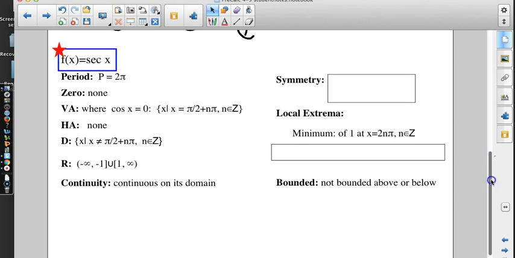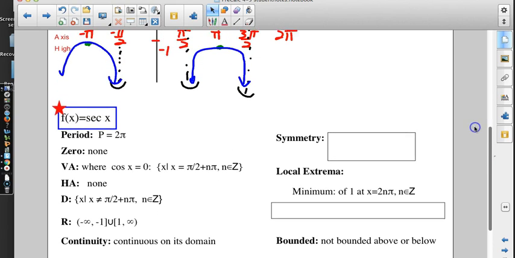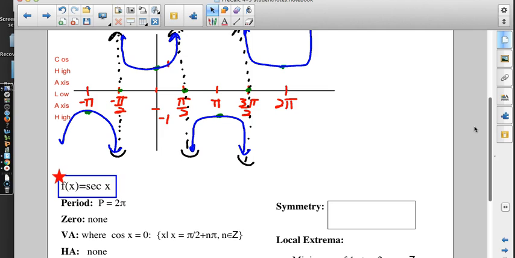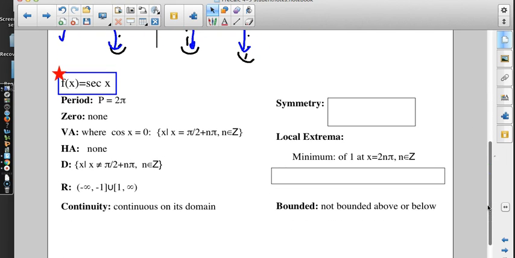Symmetry. Well, if I were a really good drawer, it would have symmetry over the y-axis here. That would work. We would be able to see it. So that means even. Now that's a good thing. Because notice, it's telling us if we have a negative in front of the x for this, we can basically just ignore it. Because it's even, it's going to give us the same graph on both sides.